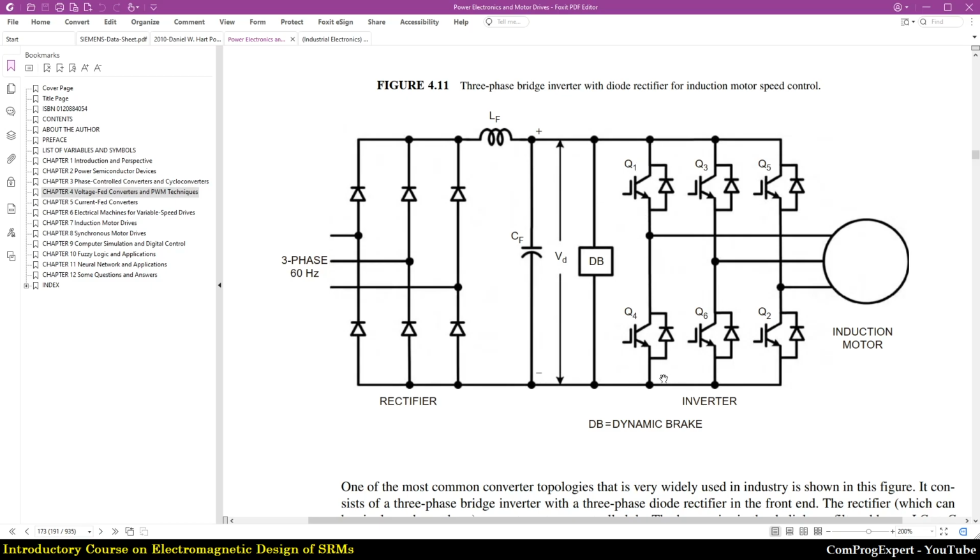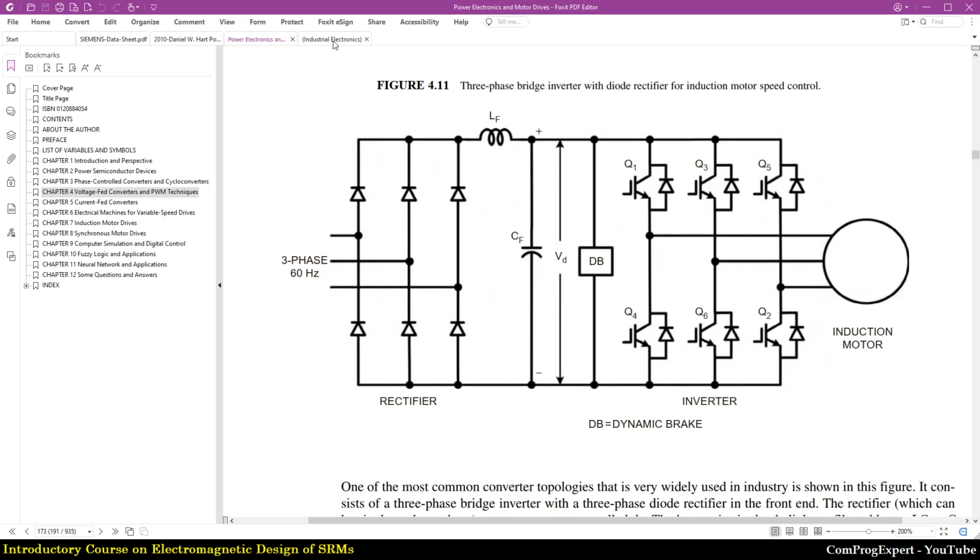Short circuit fault occurs when, for example, Q1 and Q4 are on at the same time. We have a short circuit fault here. So we should consider safety guidelines to impede the short circuit fault in this circuit.